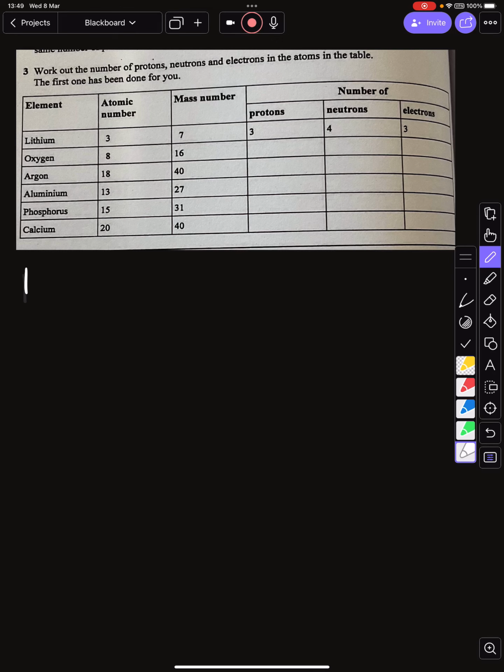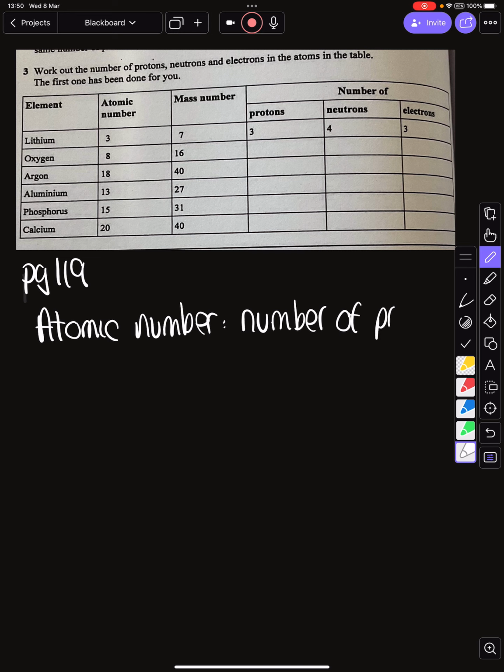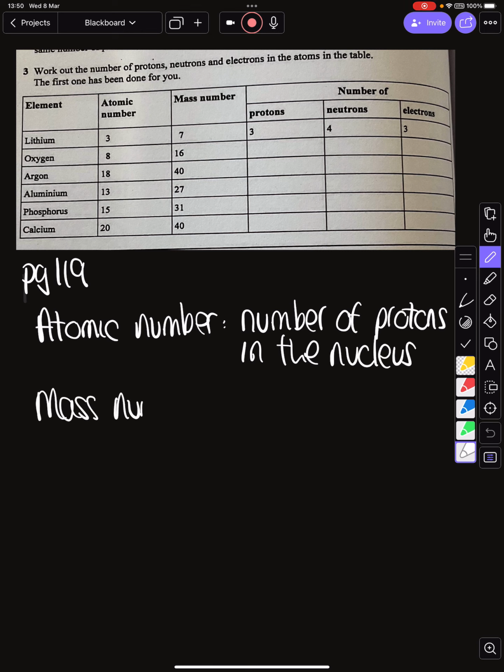Okay, folks, I am working off page 119 in your notes book, and at the top of that page from the last day you should have a definition of atomic number, which you need to learn. It should say that an atomic number is the number of protons in the nucleus, and mass number is the number of protons and neutrons in the nucleus.